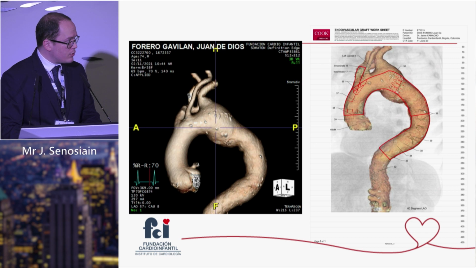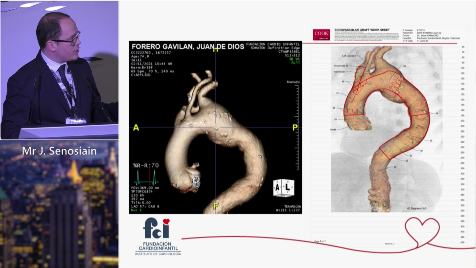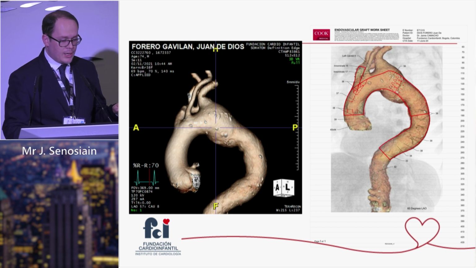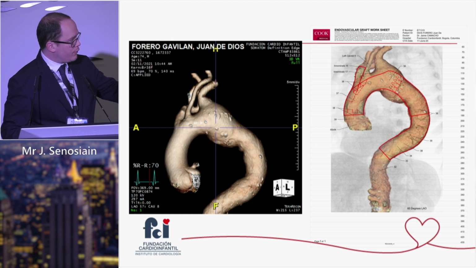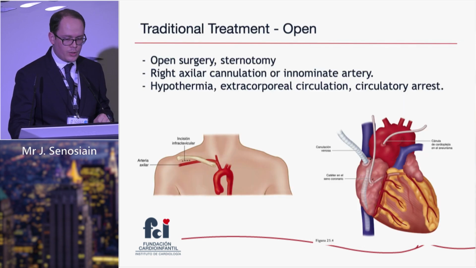This is a 3D reconstruction where we can see the anatomy I just told you about, the planning we were going to do with this patient, and the graft we were going to use. Please take note of the ascending aorta right now. Before the procedure it is about 38 millimeters, so that's very important.